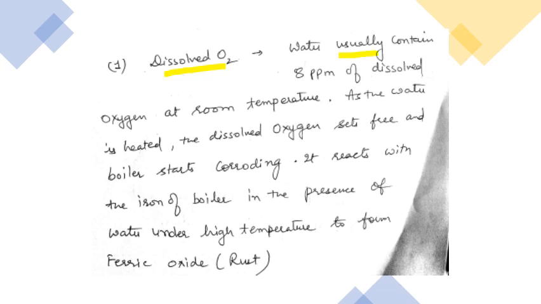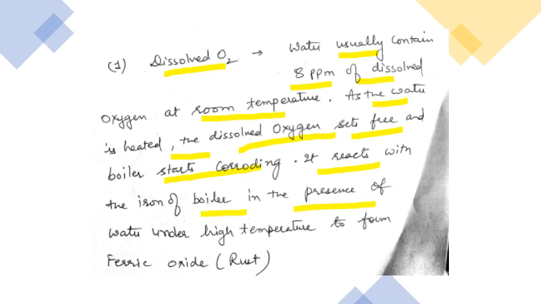The water usually contains 8 parts per million of the dissolved oxygen at room temperature, which is essential for the life of the aquatic animals. As the water gets heated in the boiler, this dissolved oxygen sets free and the boiler starts corroding by the reaction of the oxygen under high temperature. It reacts with the iron of the boiler in the presence of the water under high temperature to form rust, that is the ferric oxide.